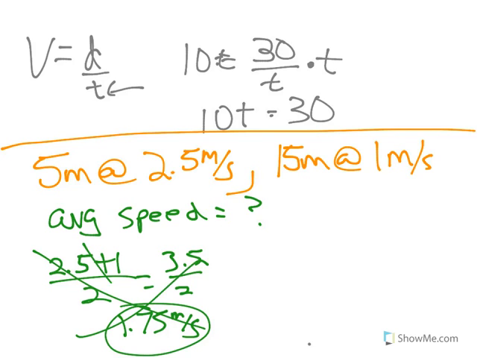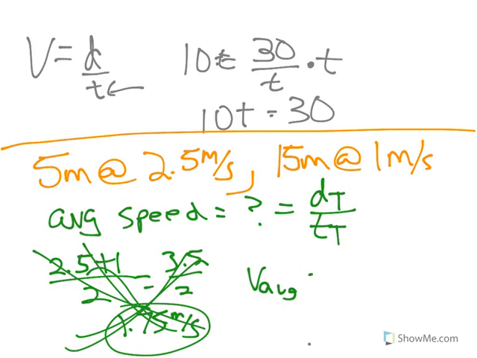But that's not what you do. Okay? The average speed is equal to the total distance divided by the total time. So the total distance here is fairly easy to figure out, right? The total distance is equal to 20 meters. But the total time is not exactly obvious. What we have to do is find a time for this one, and we have to find a time for this one.